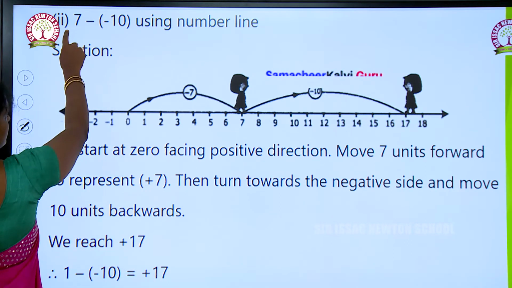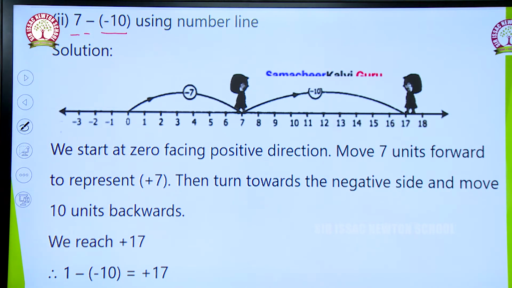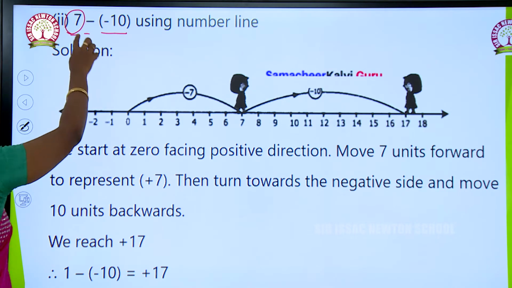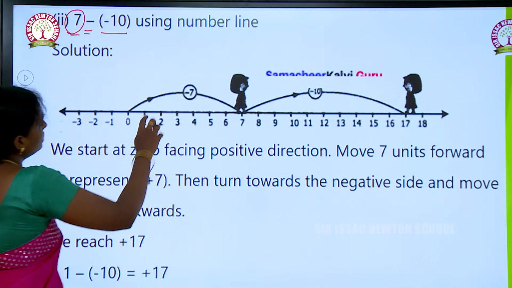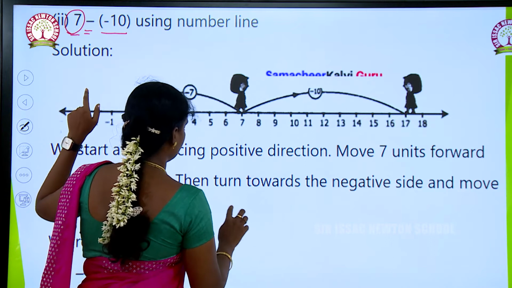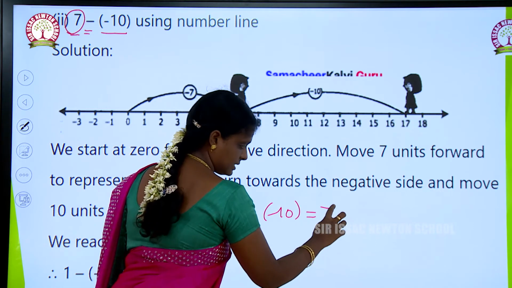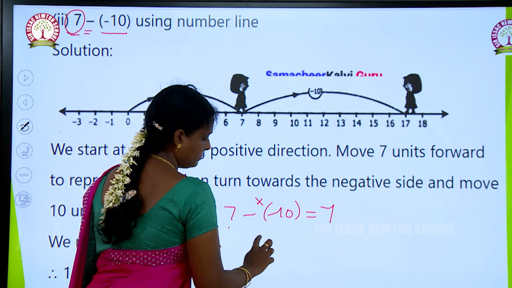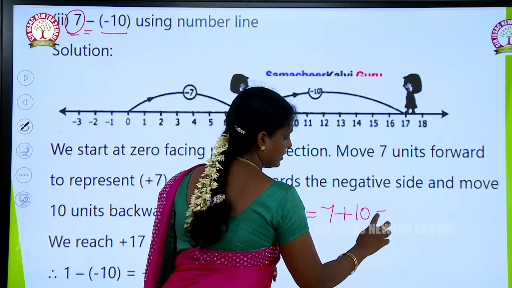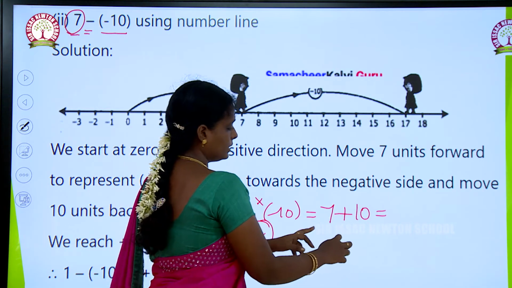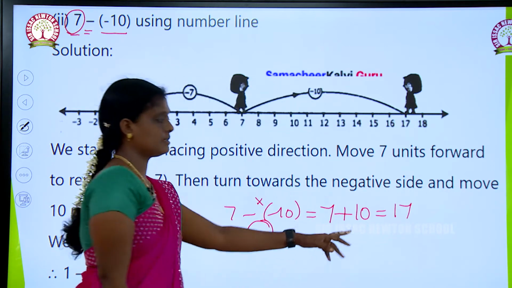The next question is 7 minus of 10. The same type of question, but here it's a positive number. For this also we can solve easily. 7 minus of 10: minus into minus will become plus, right? So 7 plus 10. Both the signs are equal, so you have to add. 10 plus 7 is 17. So the answer is 17.